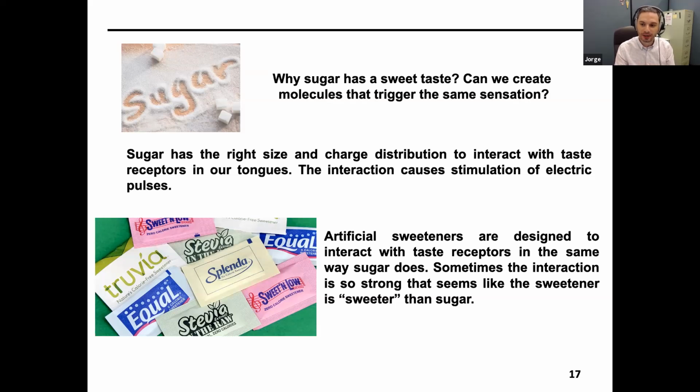When you are creating an artificial sweetener, you are going to try to design a molecule that has the same shape and charge distribution as natural sugar to also interact with the taste receptors. And sometimes the design is so good that the interaction is so strong, and that seems like the sweetener is sweeter than sugar, okay? So this sensation means that the artificial sweetener is interacting in a very strong way with the receptors.